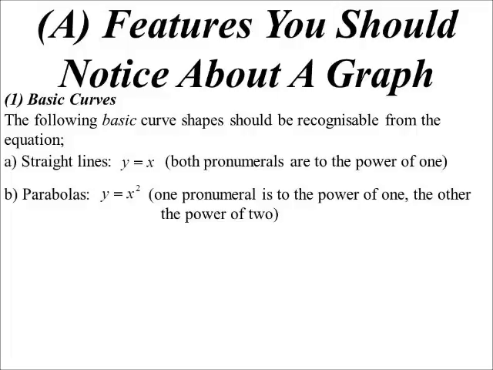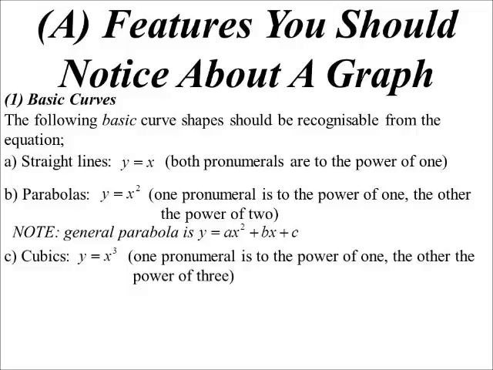Parabolas, of course, are our quadratics. So y equals x squared being the basic one that we shift around. So 1 pronumeral to the power of 1, 1 will be to the power of 2. If it was y squared equals x, then it would be on its side. So the general parabola, of course, ax squared plus bx plus c. And when it's in that form, we can tell lots of things from axis of symmetry and all that sort of stuff.